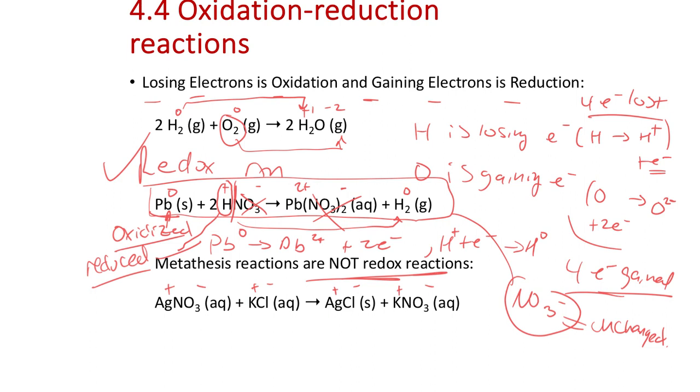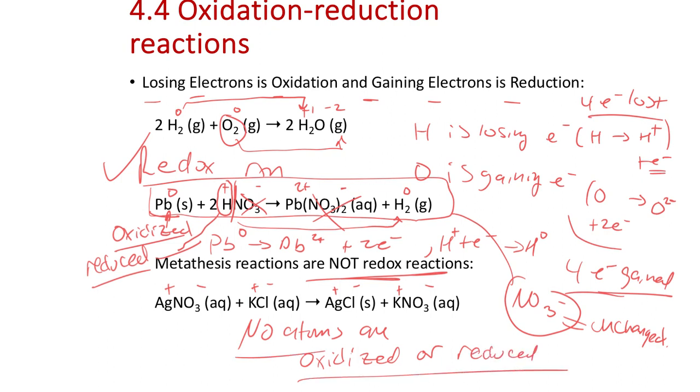We are doing a metathesis reaction. We're exchanging ions, but we're not changing the charge of the ions. So there's no change in charge. No atoms are oxidized or reduced. So if no atoms are oxidized or reduced in a reaction, then it can't fit the category of being one of these redox reactions. I just want us to see that not every reaction that we've looked at would be an example of a redox reaction.